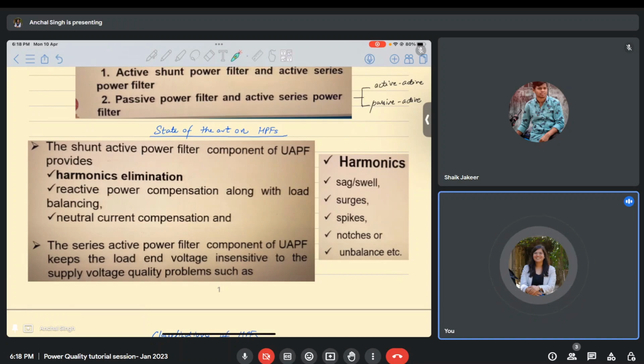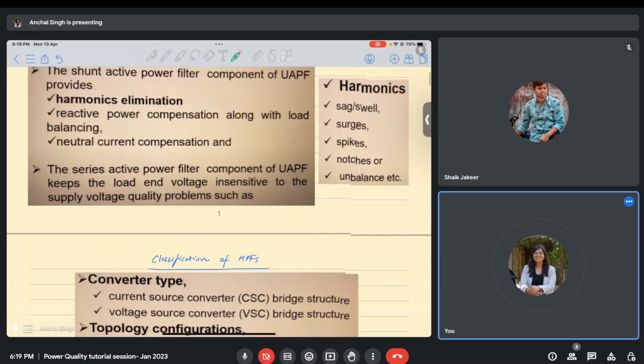Then the series part of these filters is able to take care of supply voltage. They are able to maintain a beautiful sine wave voltage for the loads which are very sensitive to voltages. Then they are able to take care of harmonics, sag and swell, surges, spikes, notches, unbalance, etc. So all these problems are taken care of by just one equipment called the hybrid power filter. So that is the reason for their popularity.